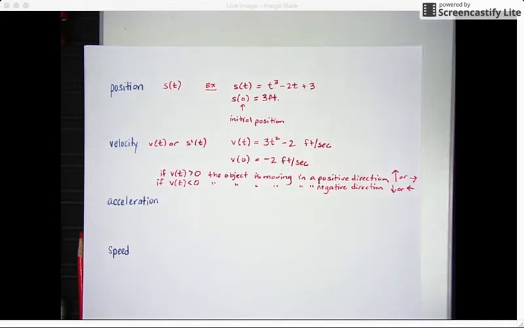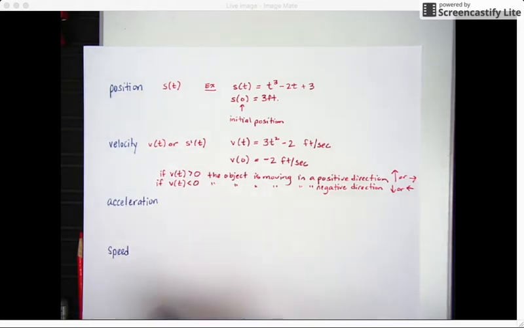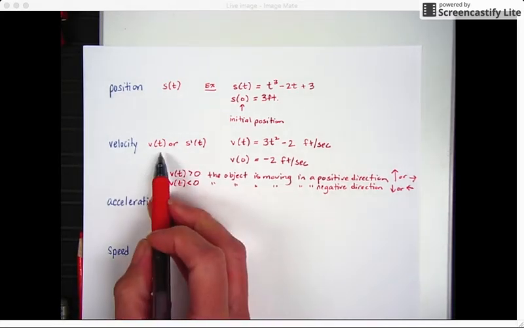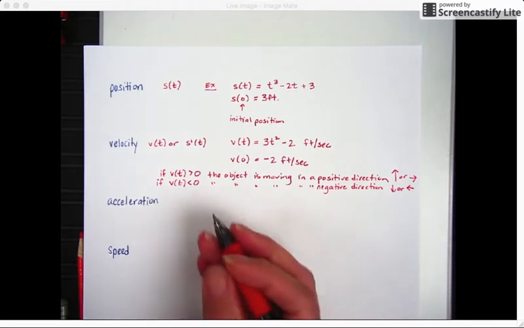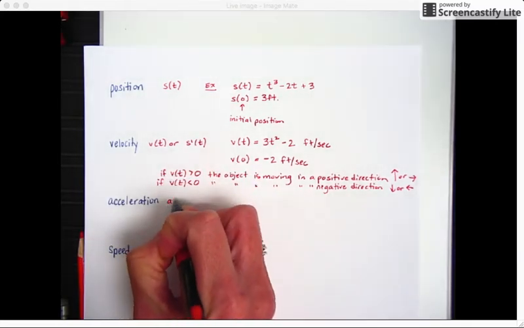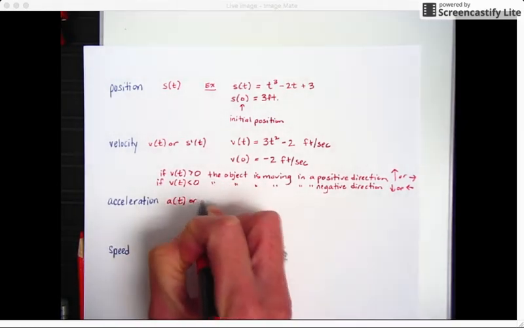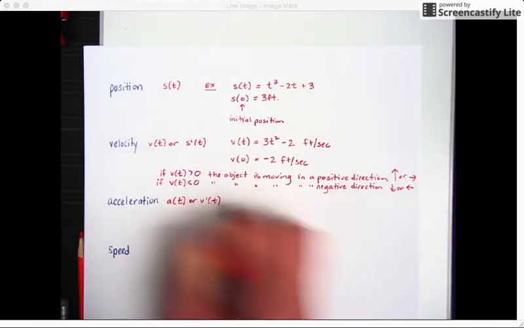Okay. I had to pause until all that gibberish was turned off. Anyway, acceleration. Acceleration measures the rate of change in velocity over time. So that means acceleration is the derivative of your velocity. And it typically uses the notation a of t, or you could say the derivative of the velocity function.